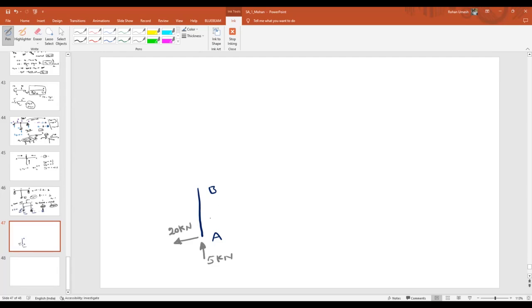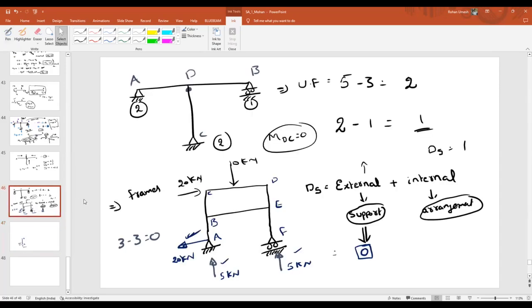This should also be in equilibrium, isn't it? If the entire structure is in equilibrium, this will also be in equilibrium. How many reactions, or internal forces, will exist at point A? Two? Why two? It is a frame. A horizontal or axial force will exist, a shear force will exist, and a resisting moment will also develop.